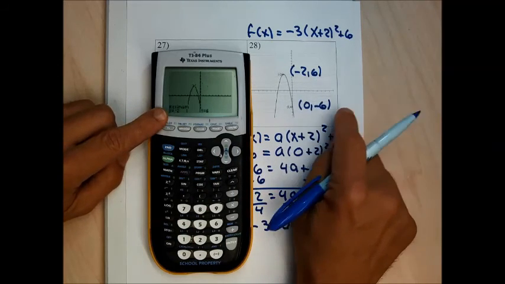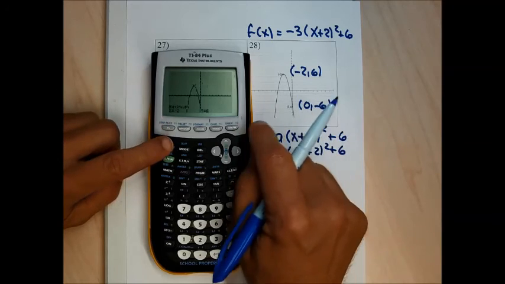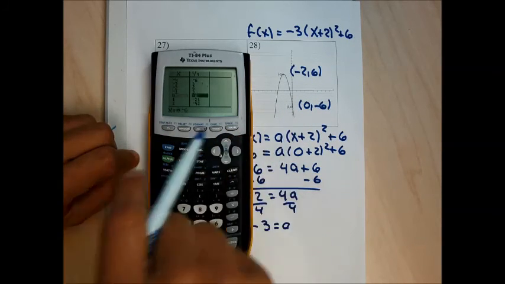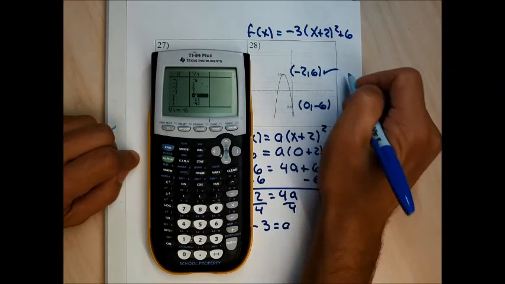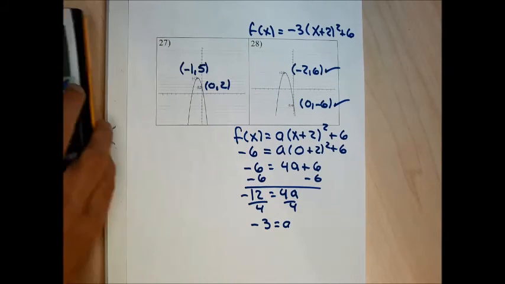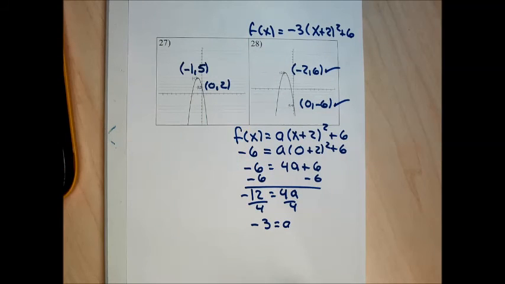My vertex is right. Now check for this point in my table by going second table, looking next to 0 and making sure there's a -6. There is. So I found the vertex. The graph goes through that point. I know my answer is correct. So give 27 a go.